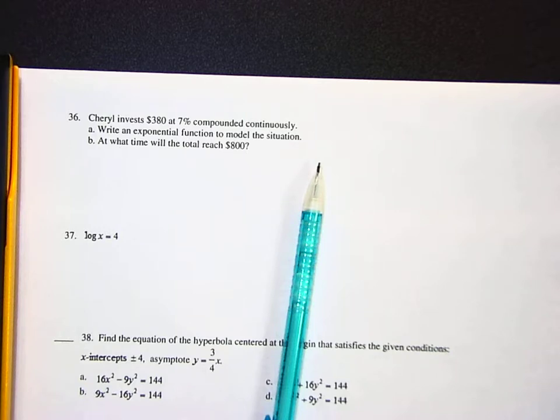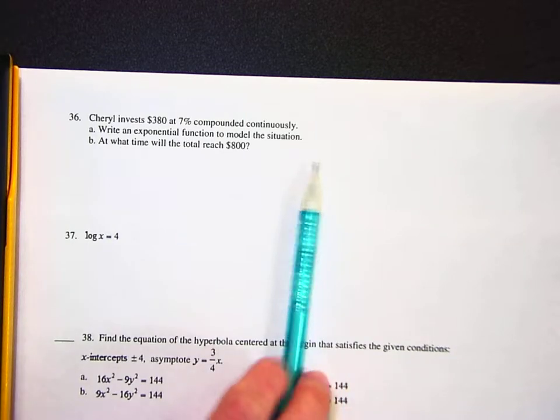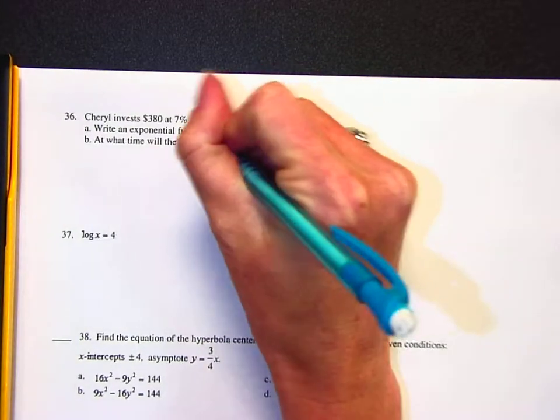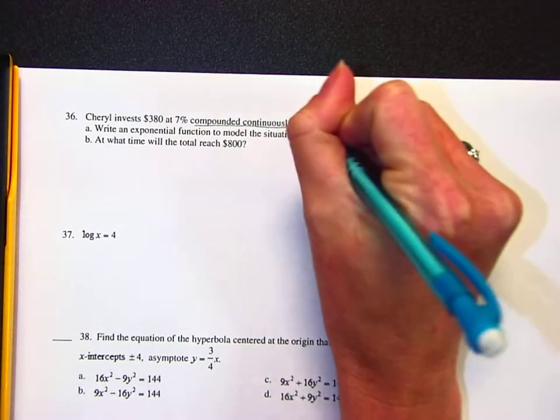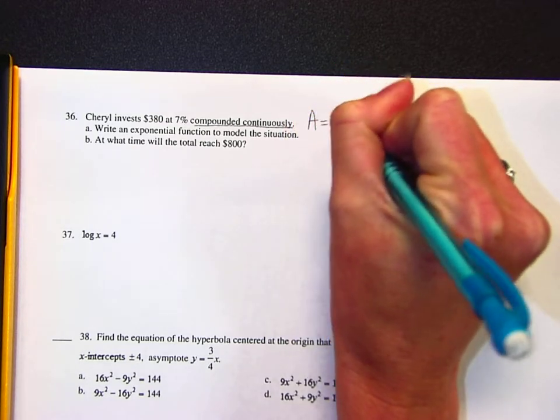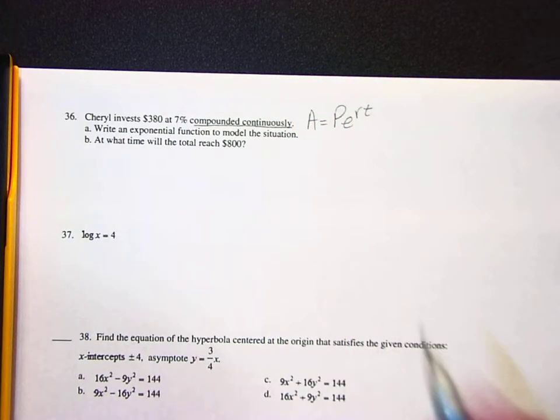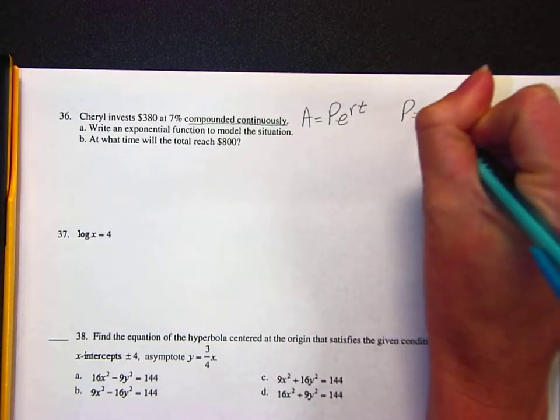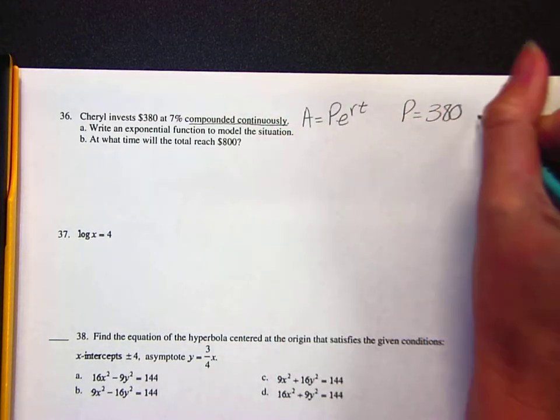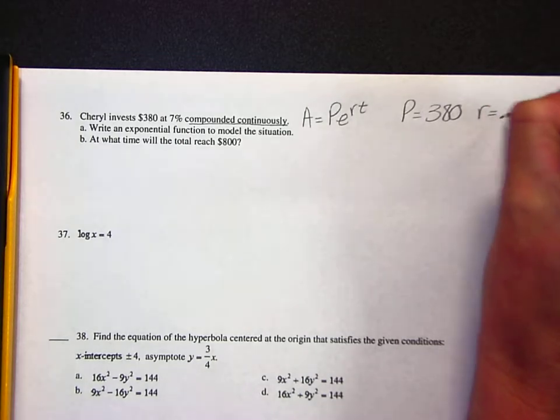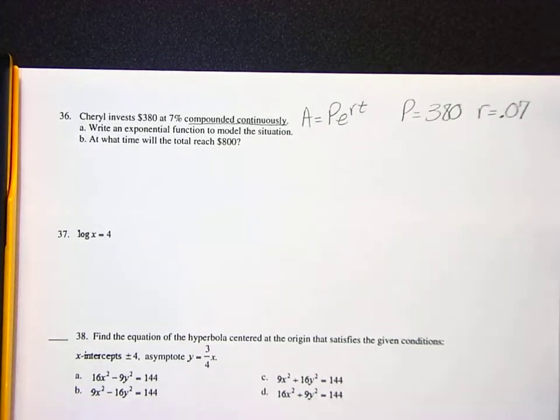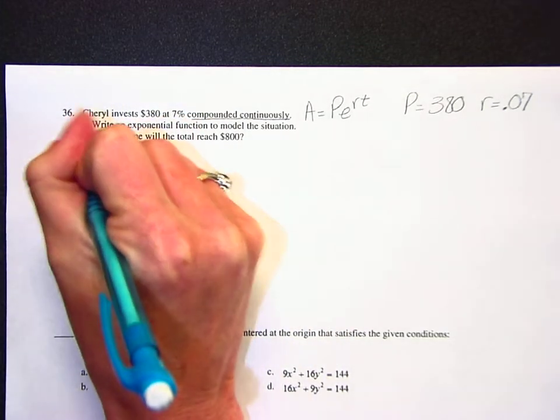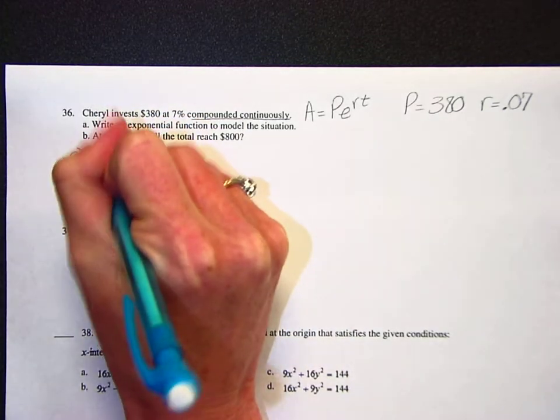Okay, so on number 36, we are going to use the same formula that we used on number 31, the A equals P e to the rt formula, since we are compounding continuously. So A equals P e to the rt, like that. All right, and they've given me that we're investing $380, so that's going to be my P value, and my rate is 7%, so I'm going to write that down as 0.07, so move that decimal point 2 places.